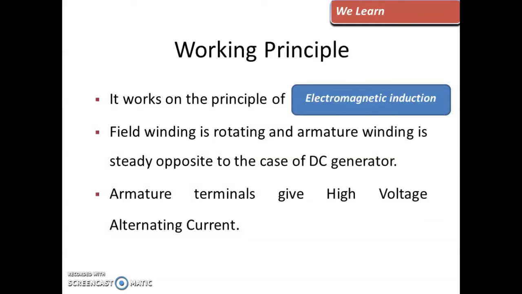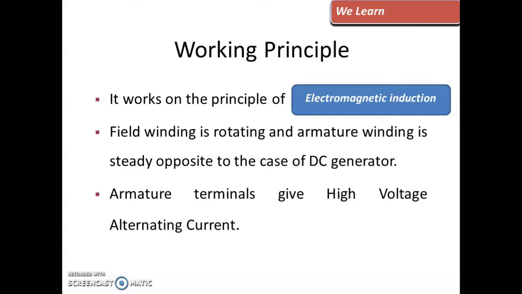As we know, the main principle on which all these electrical machines work is nothing but electromagnetic induction, commonly called Faraday's law of electromagnetic induction, which says that EMF gets induced in any conductor depending upon the rate of change of flux.